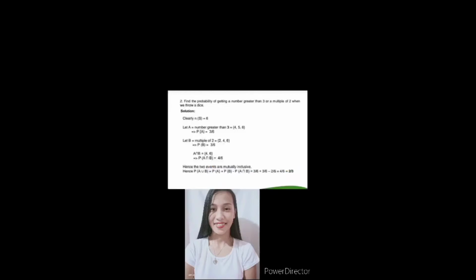Next, illustrative example number 2. Find the probability of getting a number greater than 3 or a multiple of 2 when we throw a dice. Solution. For more understanding, I will show you the solution of example number 2. Okay? That's the solution of example number 2.